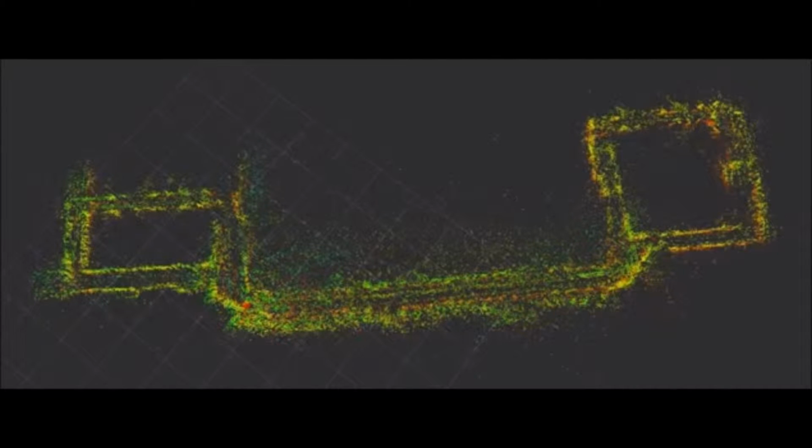This is Nathan Michael's results from dataset 2. We know the map should look kind of like this, but we don't have ground truth.